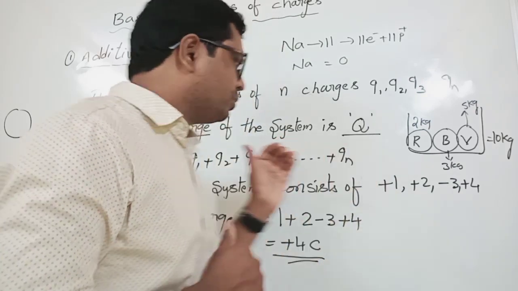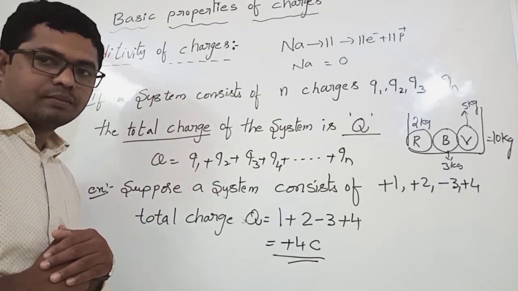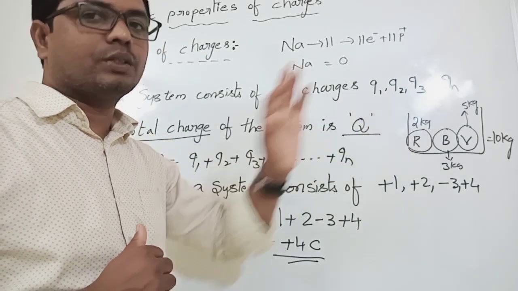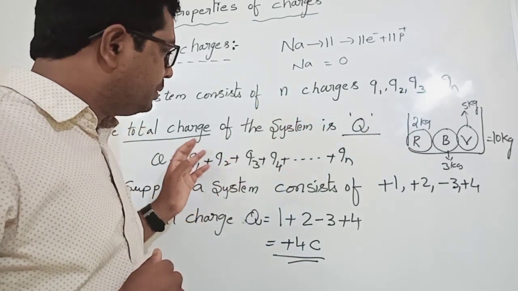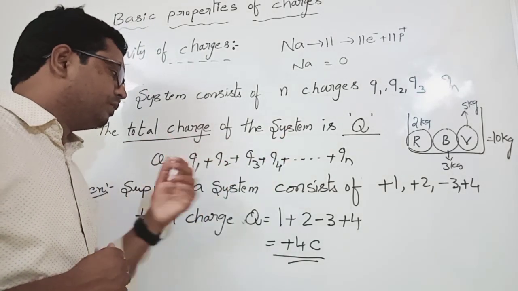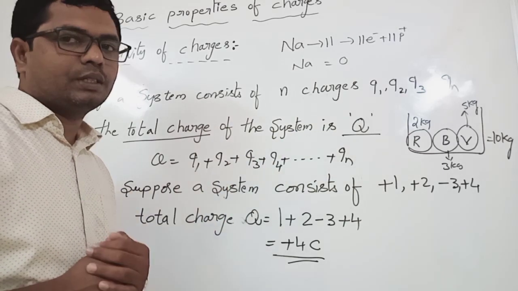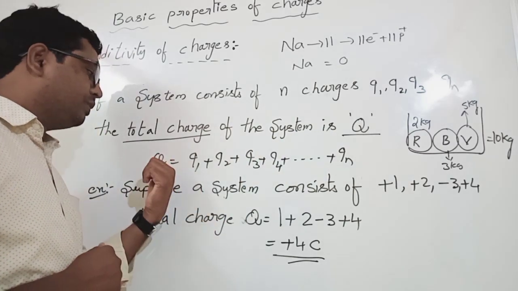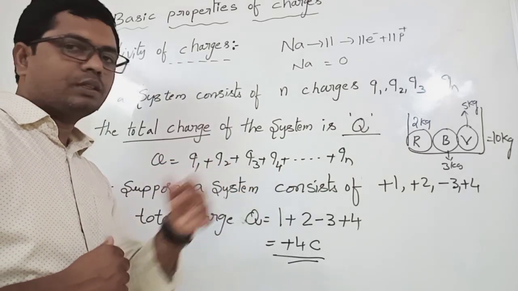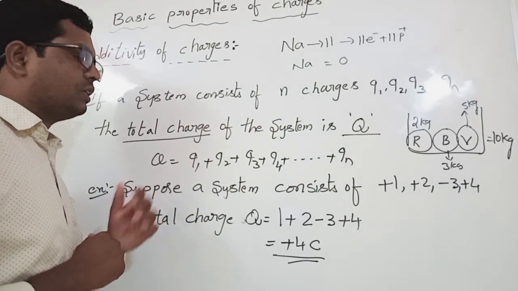Like the same, suppose there is a system consisting of n charges. I am labeling those n charges Q1, Q2, Q3, and so on up to Qn. If I speak about the total charge of the system, let it be capital Q, then charges are scalars like the masses in the case of the bag. So Q is equal to Q1 plus Q2 plus Q3 plus Q4 and so on up to Qn. This is the total charge of the system.